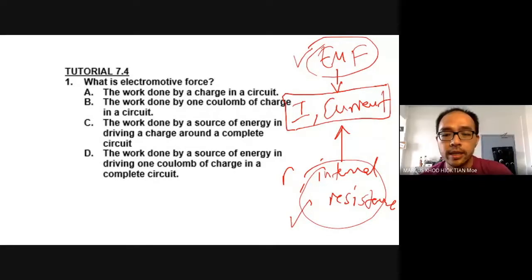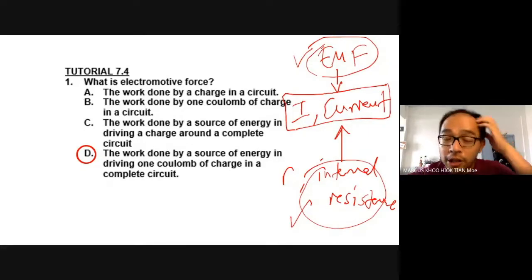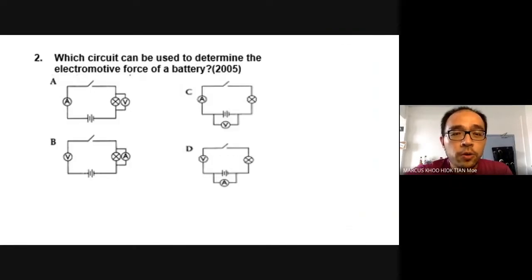Okay, Jacinta, question number 1. D. The answer is D, the work done by a source of energy in driving 1 coulomb of charge in a complete circuit. Okay, it's a very long definition, and honestly it's a very nonsense definition. Not nonsense because it's not true. It is true, but it's so long that if you memorize this definition, you've entered God mode. Even I don't memorize this definition.